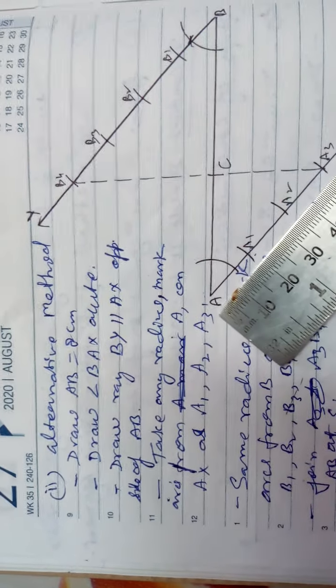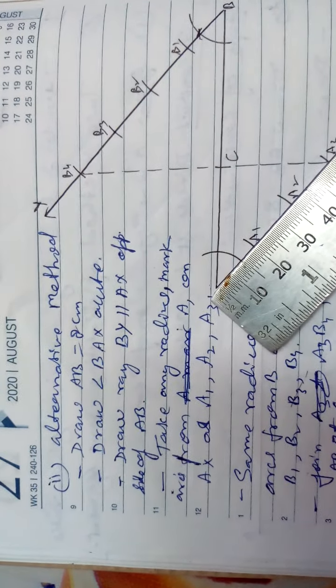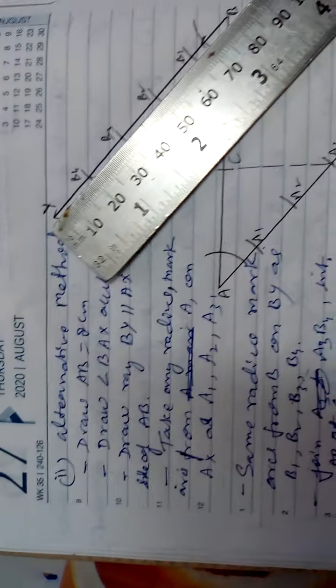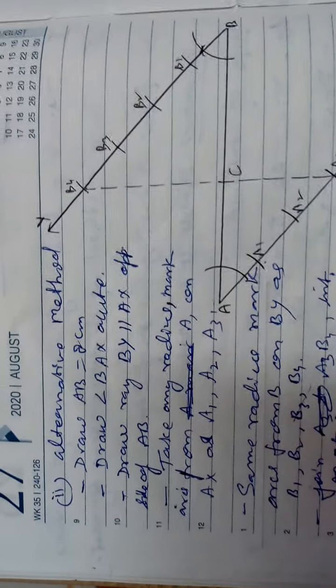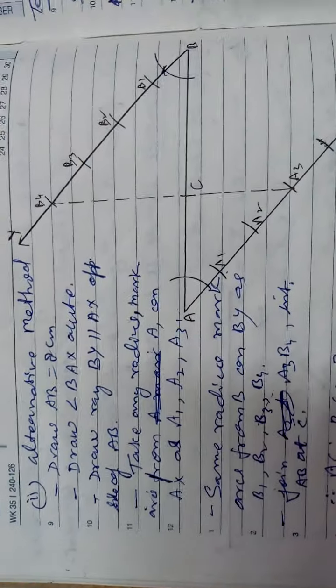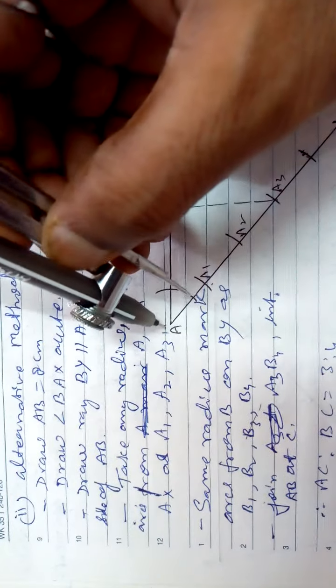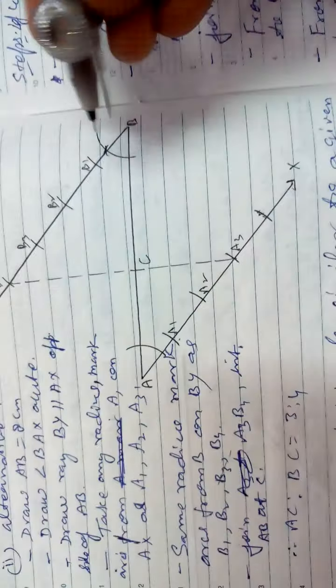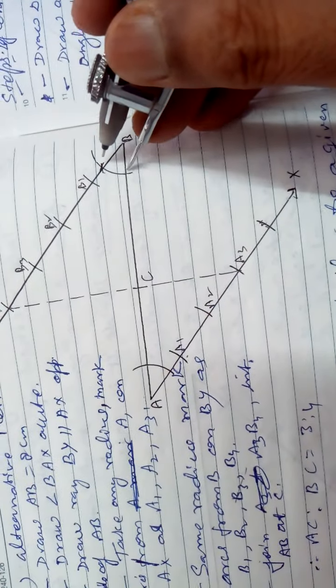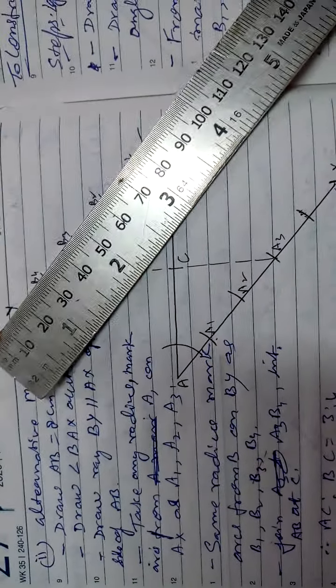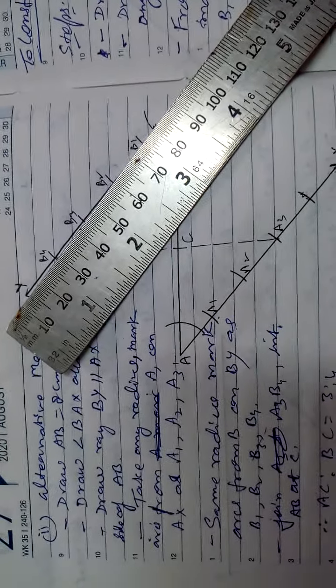Here I have written: draw angle BAX acute, or any ray AX which makes an acute angle with AB. Then draw one more ray, BY, parallel to AX. How? By the same process, equal angle. We will take like this. One arc you will draw for making alternate interior angles equal. From here I am drawing this. Then measure this angle, and from here you cut. Then join by this. You will get a parallel line. BY is parallel to AX.